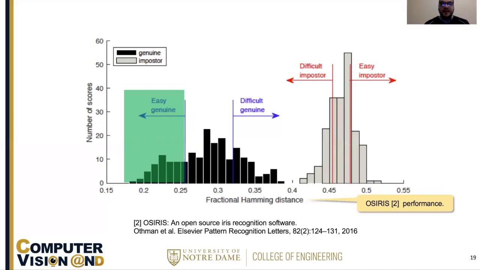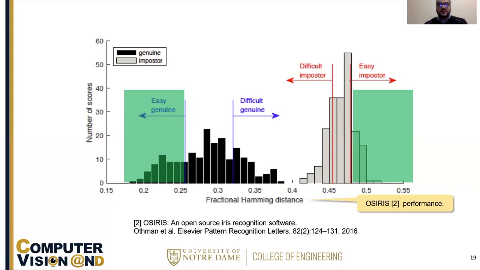the same eye, they have as expected a small distance. So they were easy cases for Osiris, so no big deal. And also on the other outer tail of the distribution of impostor, those are also easy cases because they also represent different eyes, but their distance is large enough as expected. So these are easy cases.